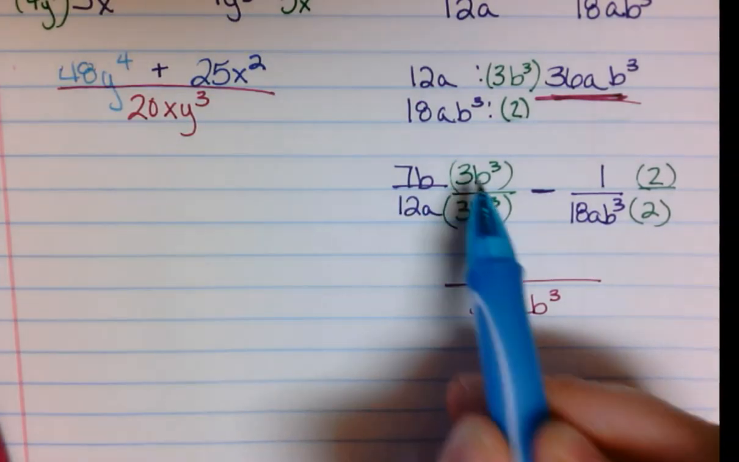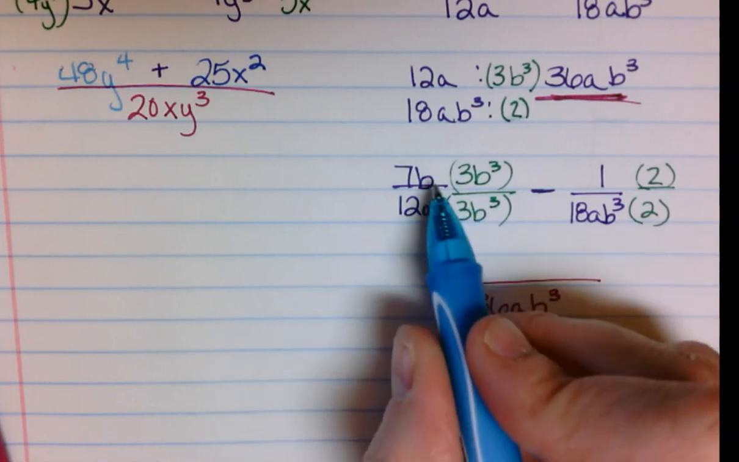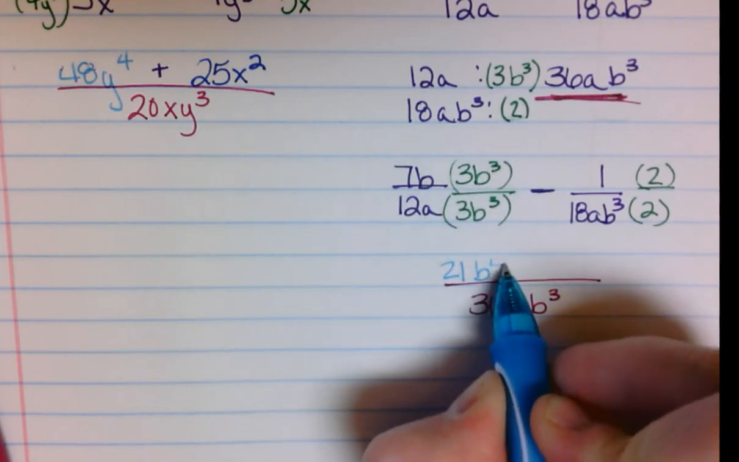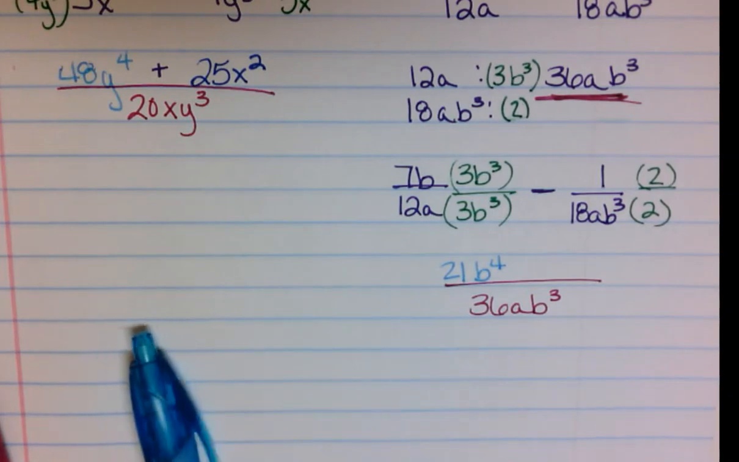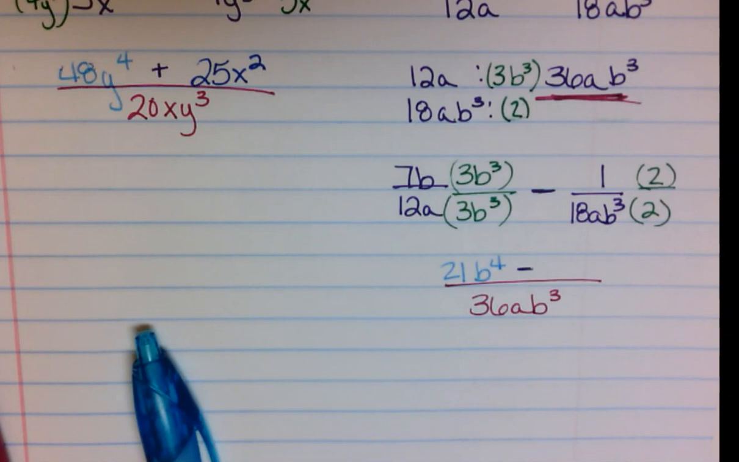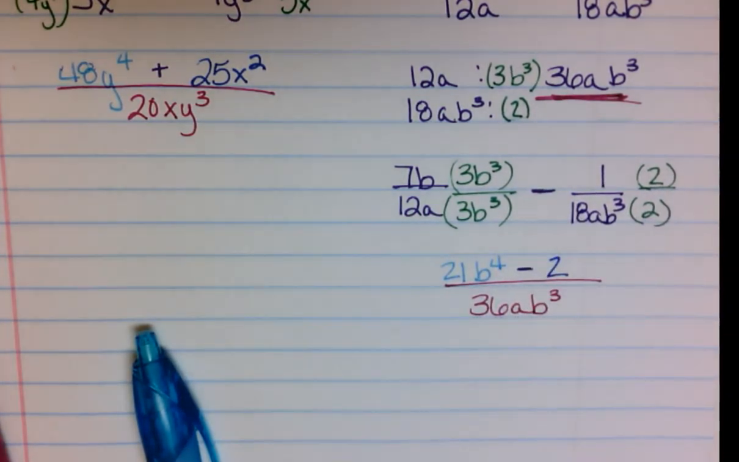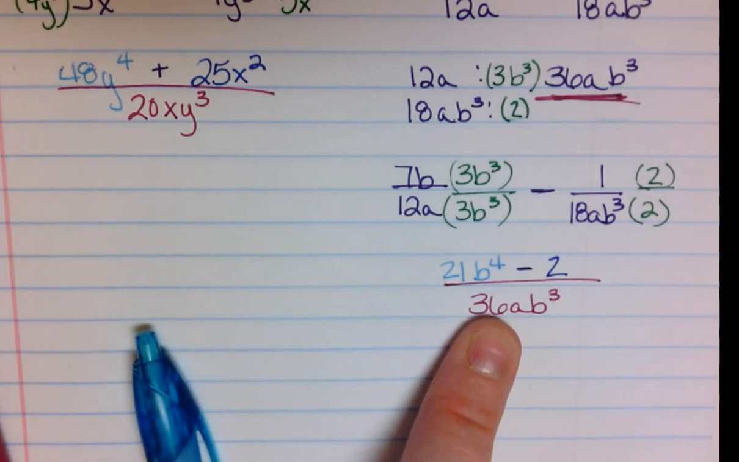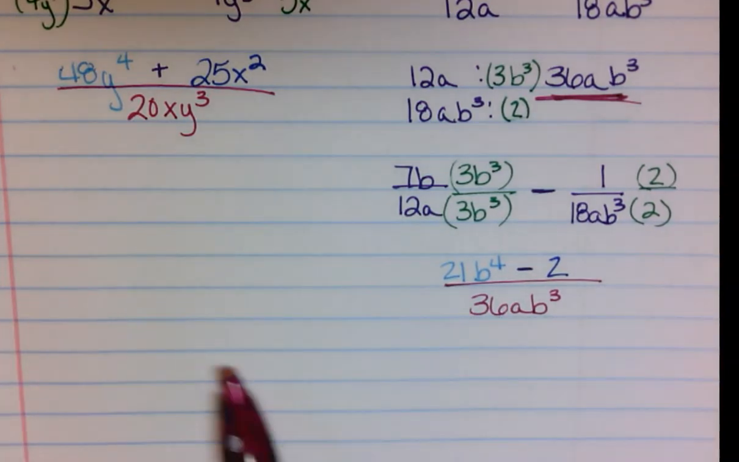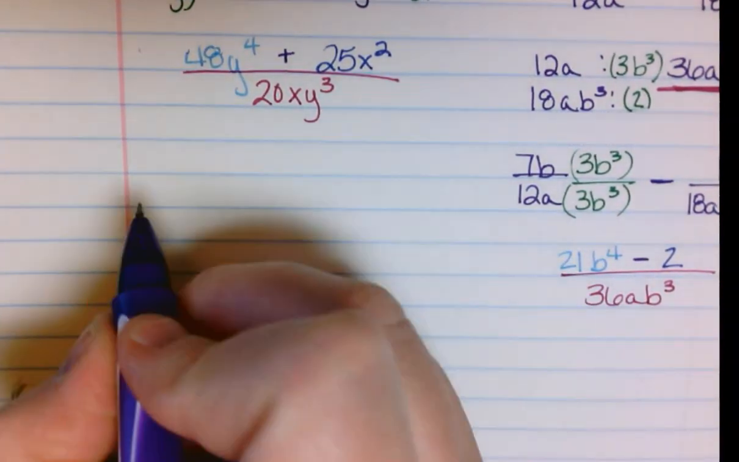So 7 times 3 is 21. b times b cubed is b to the 4th. Minus 1 times 2, which is 2. And that's my actual answer. The only way to get good at these is to practice and figure out what your LCMs are, which is why you need to do your LCMs.